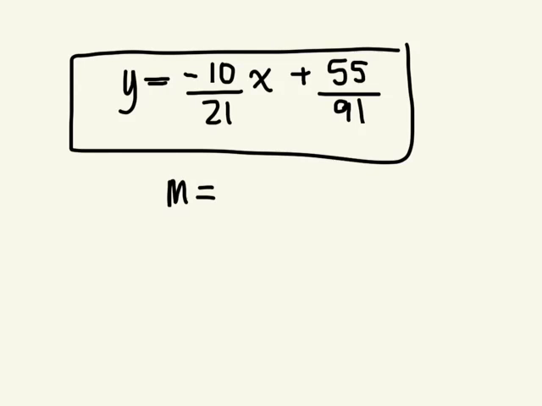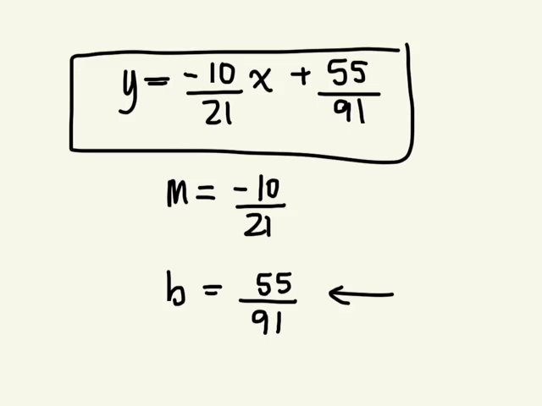Which part of the equation represents the slope, Sheena? Good. Negative 10 over 21. And the y-intercept would be 55 over 91. And you could turn this into a decimal. But slope we can leave as a fraction because I know that it's going to have a rise of -10 and a run of 21, because slope is rise over run.